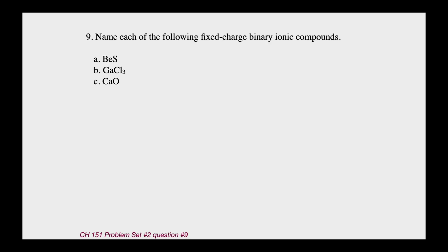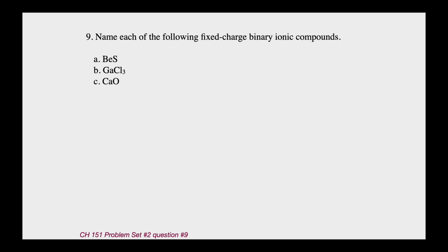Now we're going to start getting into a little bit of naming. So let's name these compounds. These are fixed charge binary ionic compounds. So fixed charge means that we know the metals, and they're metals because ionic compounds always have positives and negatives. And we can do this without the transition metal variable Roman numerals, so we won't need any of those here. Also, because they're ionic, we won't use Greek prefixes. Greek prefixes are for nonmetals.